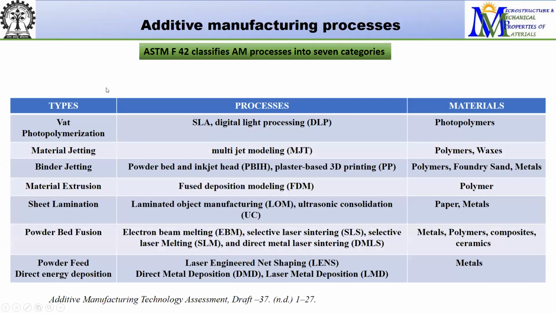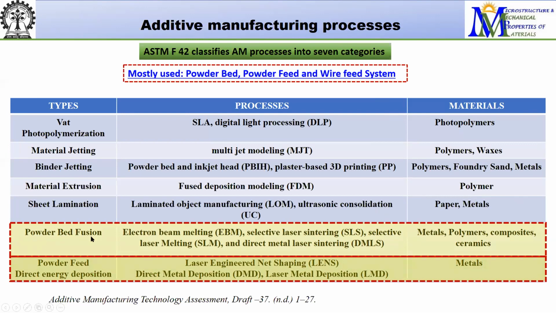So there are different ways of manufacturing different kinds of materials by additive manufacturing. There are vat photopolymerization, material jetting, binder jetting; all these are primarily used for polymers. Material extrusion and sheet lamination are also used in very small amounts for metals, but mostly for polymers. For metallic materials, we primarily use these two techniques, powder bed fusion and powder feed fusion. There are again different techniques under powder bed or powder feed. Powder feed is also known as direct energy deposition. So we have different ways by which we can manufacture metallic components using these methods.